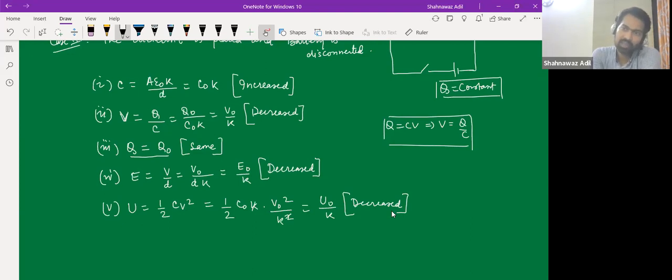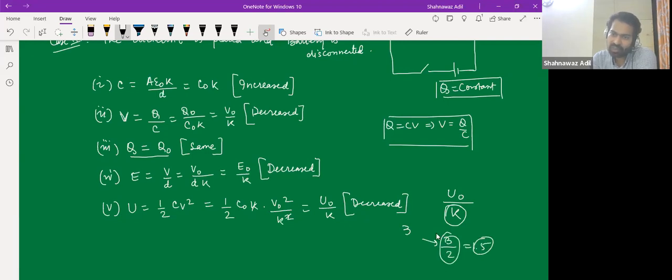Sorry, how will the energy decrease? Yes, sir. You see that this is U naught, whatever the energy was there, it is divided by some dielectric constant K, and it is greater than 1. So let's say initially it was 3. Now it is 3 by 2, so this is 1.5. Initially it was 3, now it is 1.5. So this has decreased, right?